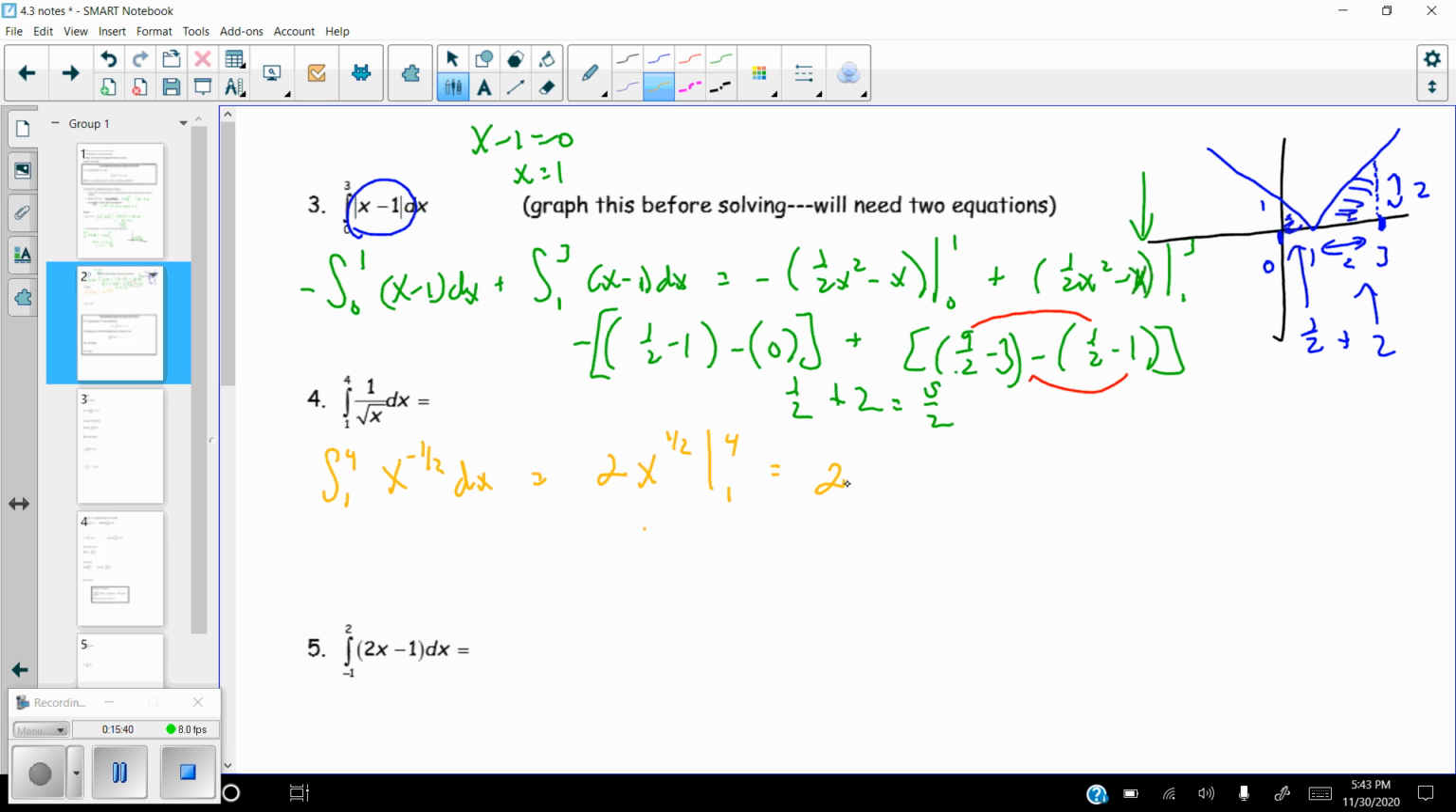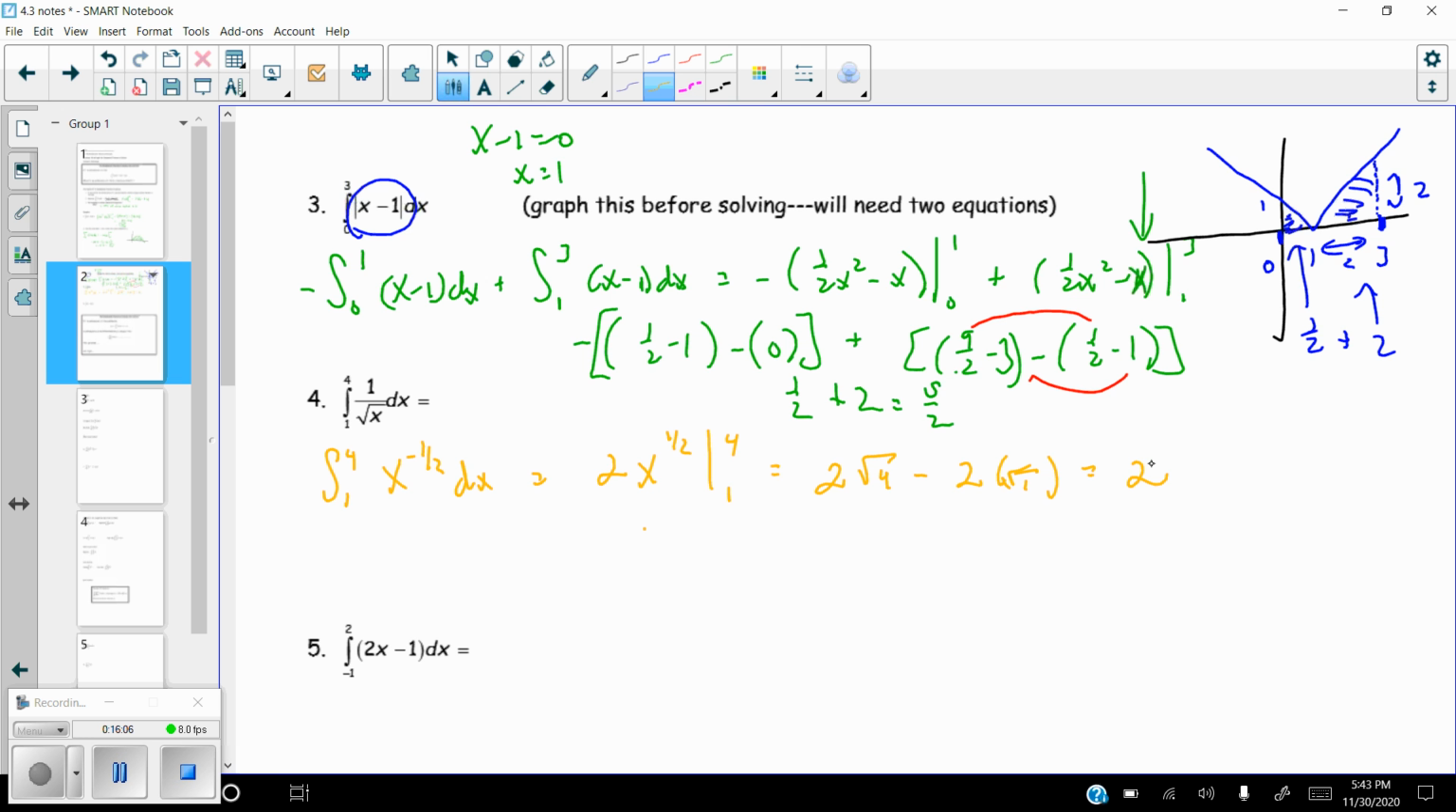So we will get 2 times the square root of 4 minus 2 times the square root of 1. 2 times the square root of 4: the square root of 4 is 2, so 2 times 2 is 4, minus 2 times 1, so we get 2. Again, this makes things much quicker, much easier to deal with.